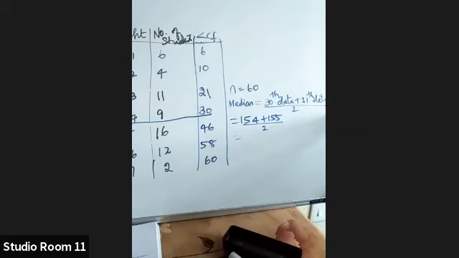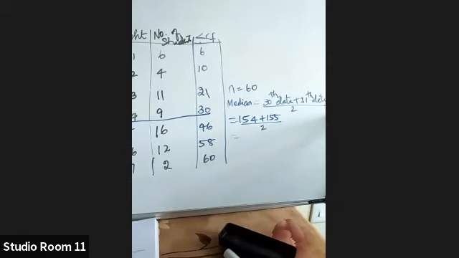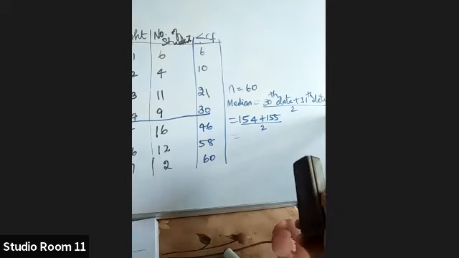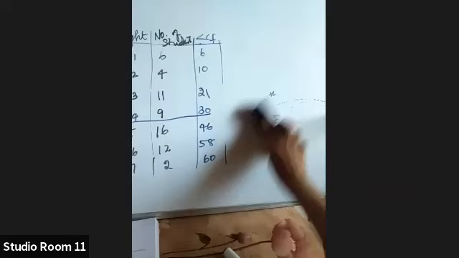Now find it. What is the median? 154 plus 155 by 2. What is the answer? 154.5. Yes, it's 154.5. Next, we are going to find the lower quartile. Up to this, is it complete? Annette, completed up to this? Yes, ma'am.